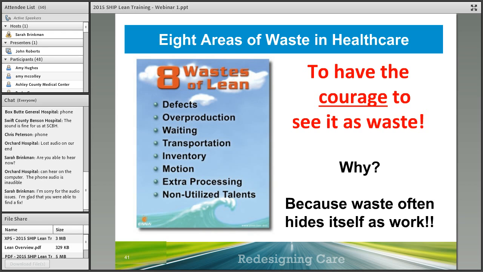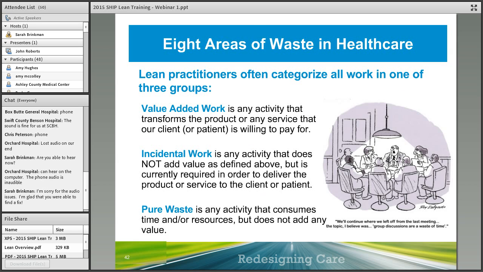And a lot of times we get the pushback that, so you're telling me that 30 to 40% of what I've been doing is a waste of time? And so we really want to prepare people. We really want to make sure that as we get into Lean and identifying these wastes, we have people that have the courage to say, this is not adding value to our patients, and to have the courage to make those changes.